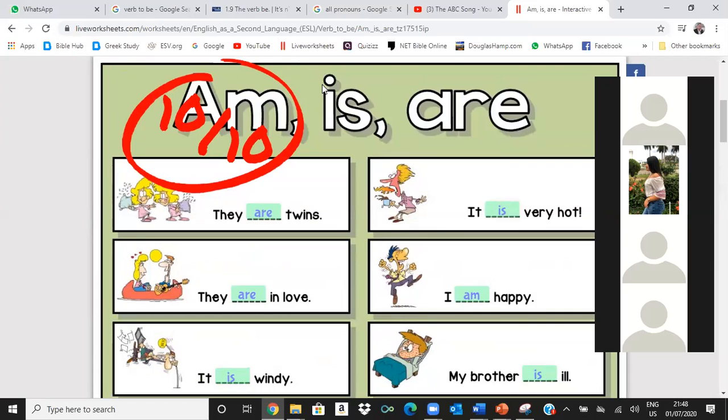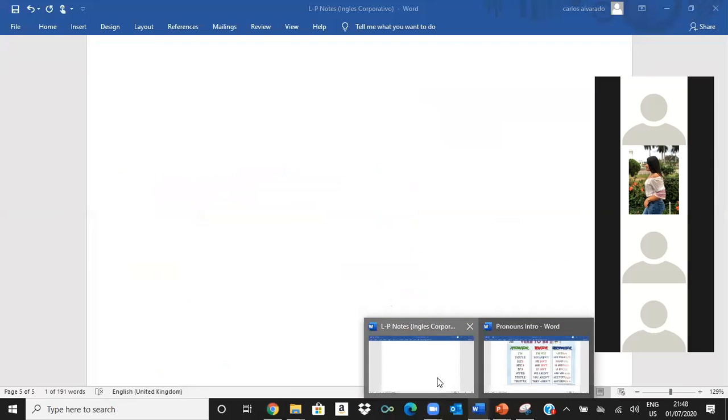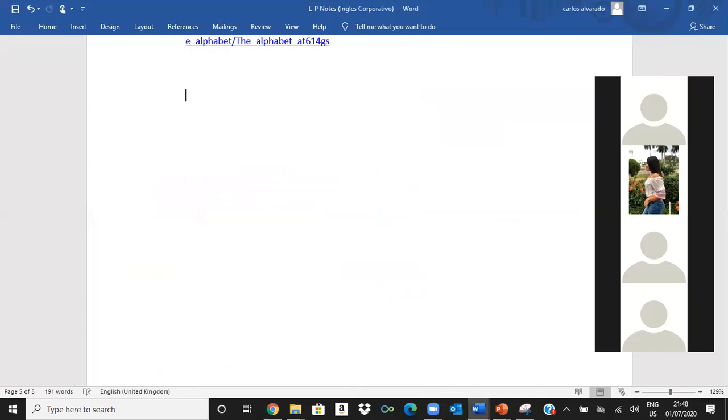Okay, so, let's go to the speaking activity. Tenemos 10 minutos, 12 minutos. Let's go to the speaking activity. ¿Qué quiero hacer? Yo quiero hablar de mí, decirle a una persona algo de mí, algún par de cosas de mí. For example, what can I say? I can say, I am a teacher.